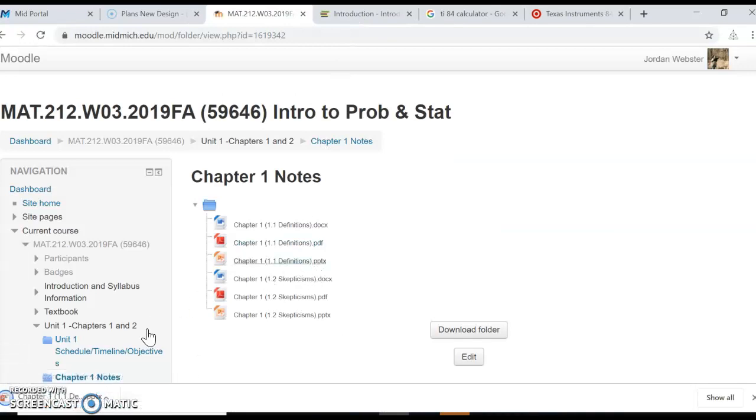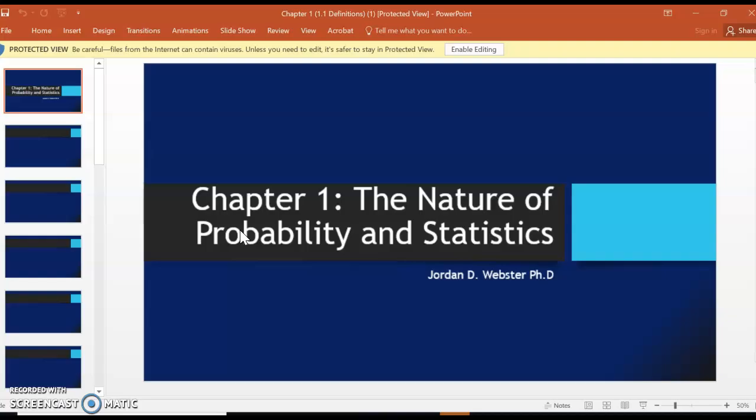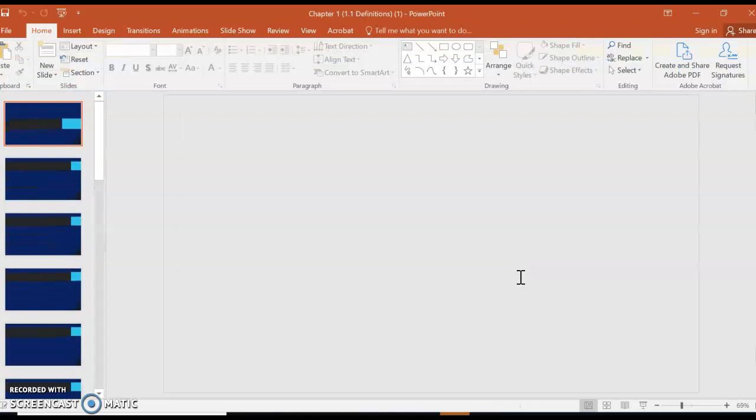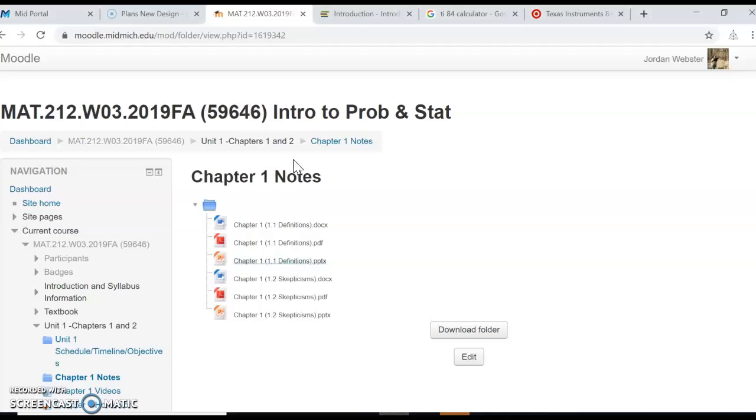The PowerPoints are the PowerPoints that I use in class. You'll see those on the videos. And on the videos, you'll see a combination of these PowerPoint notes and the guided notes. So when I explain something, you'll see both the PowerPoints and the guided notes throughout the videos. All right.